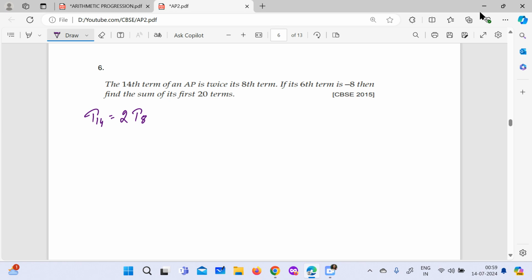So what we can do here is, we don't have the value of the 14th term, and the 8th term also we don't have the value. I hope you know that T14 is nothing but a plus 13d, and T8 is nothing but a plus 7d. So we substitute here, so you will have a plus 13d equals 2 times a plus 7d.